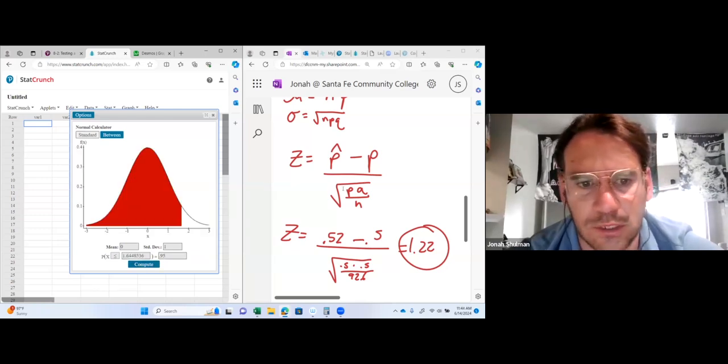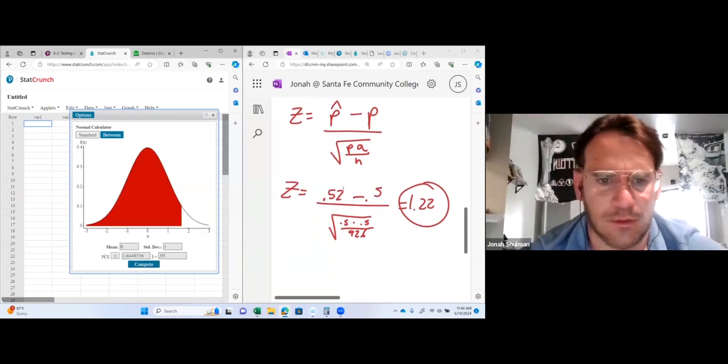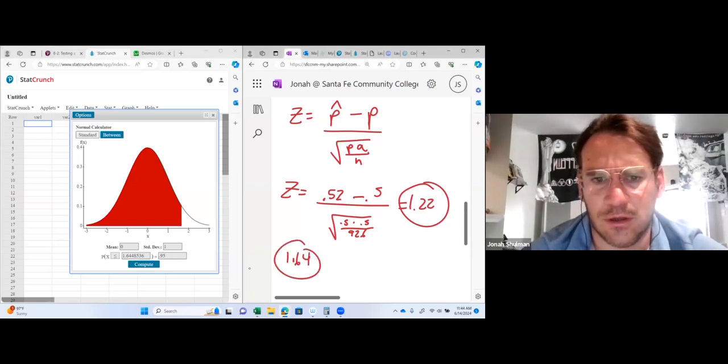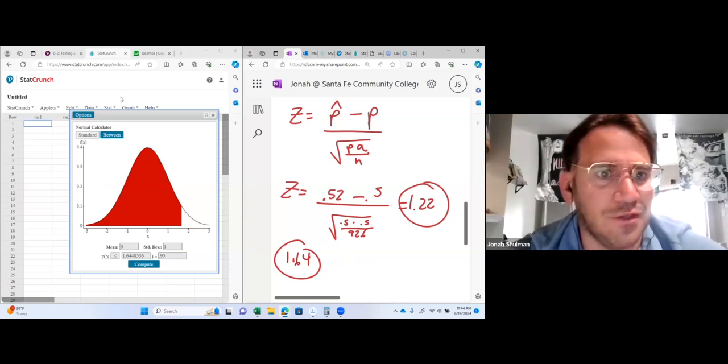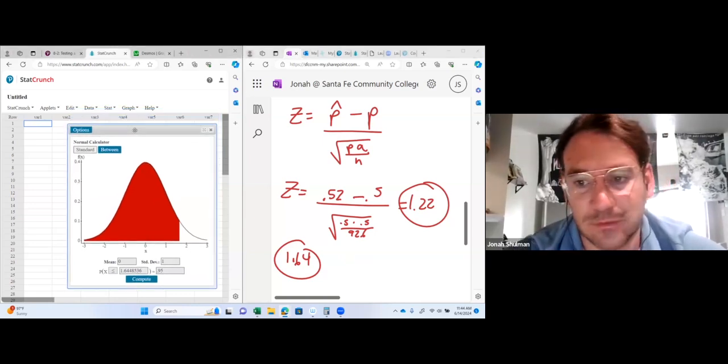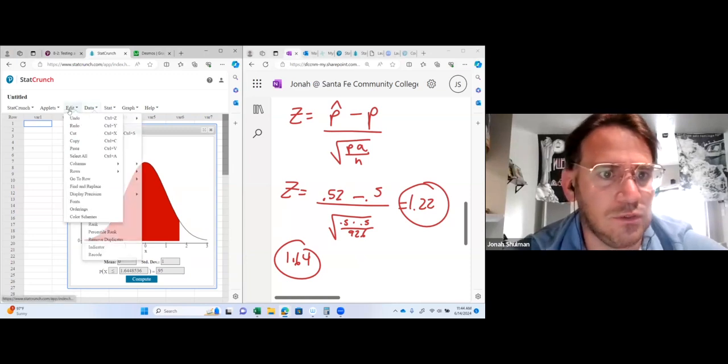So we know it's got to be a what? Bigger than 1.64. Well, 1.22 is here, so we know it's not significant. If it was here, we'd be good, but we're not. So we already know this is not significant. That's from the p-value, but let's do it the other way.